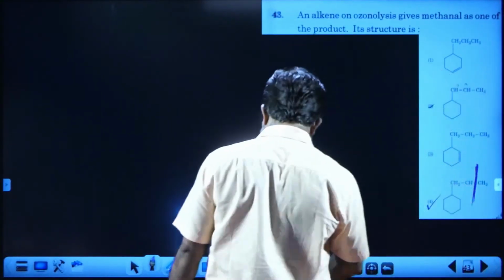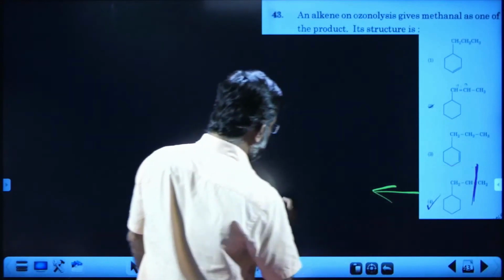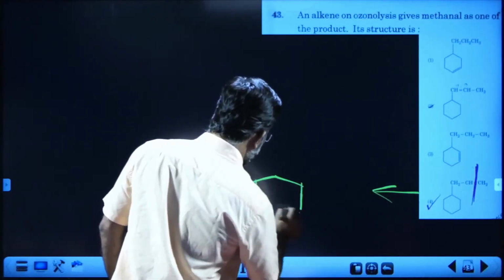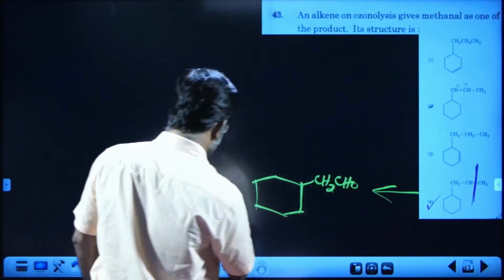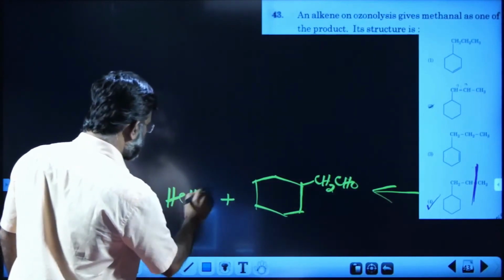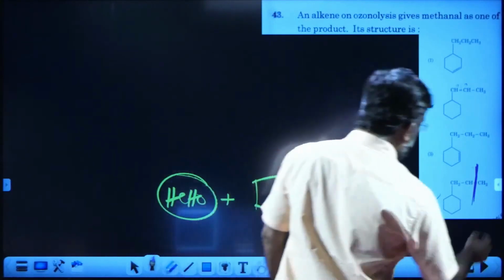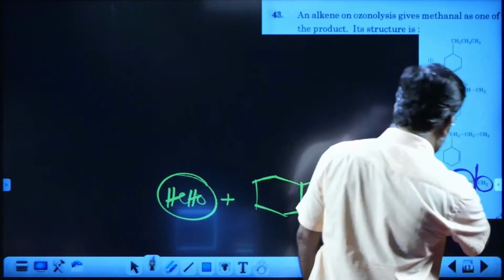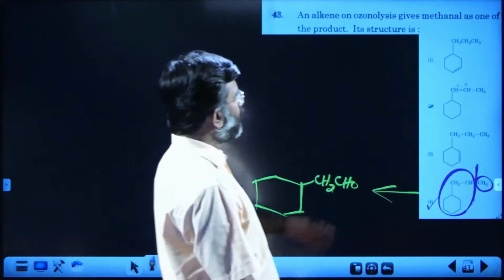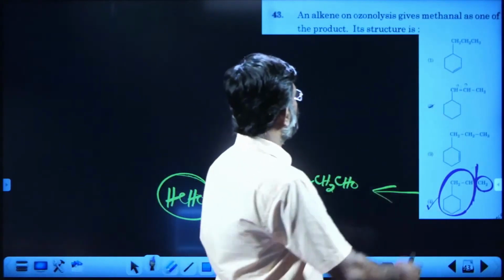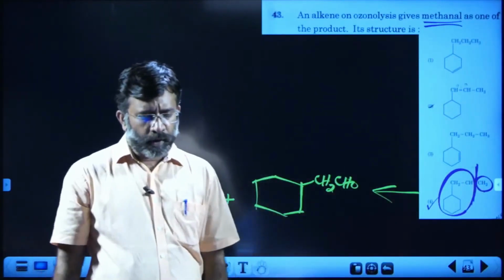When you take the fourth compound, it breaks over the double bond, and one product is CH2CHO, and the other product is methanol, HCHO. So from this part of the molecule, one carbon gives methanol and the other gives an aldehyde, CH2CHO. In all other cases you don't get methanol. Fourth choice is the correct answer.